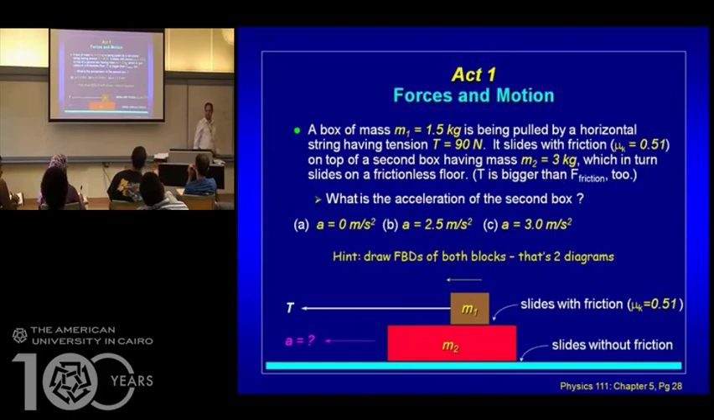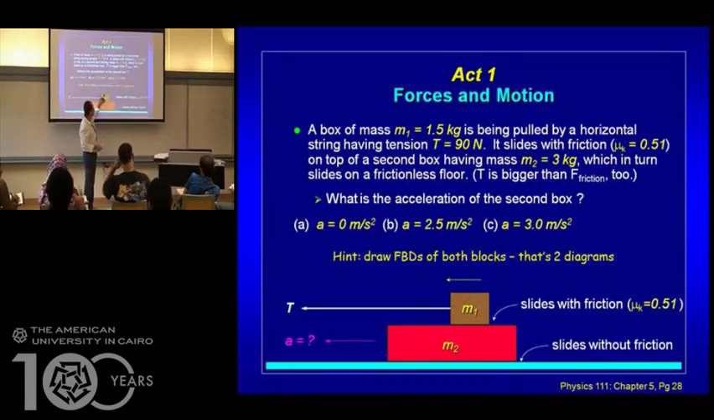Ali, what is the N1? Why is it not M1G? What's the N1, guys? The normal force acting on the object. The normal force from that surface, from the red object on the brownish one. This is the normal force.